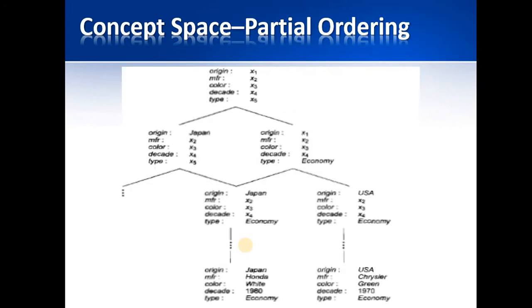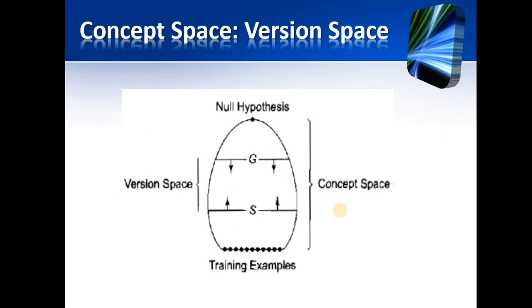Let us look into this slide. Here the entire thing is called concept space. The top of the concept space is the null description. It is described only by variables. At the bottom, these are the training set. These are the training examples. Before receiving any training example, we know that the target concept lies somewhere in the concept space. Our target, in the sense the version space, is located somewhere in the concept space.